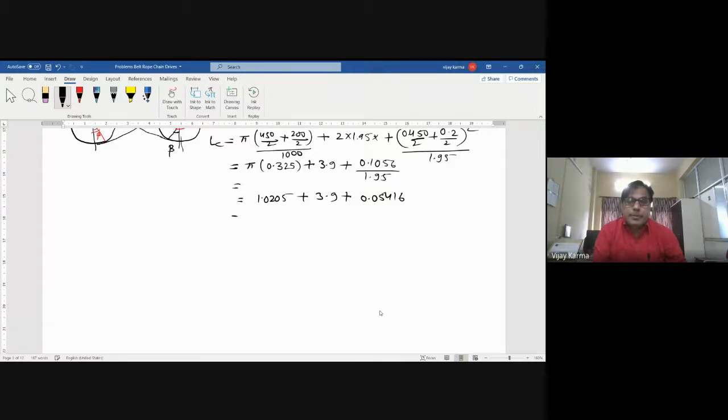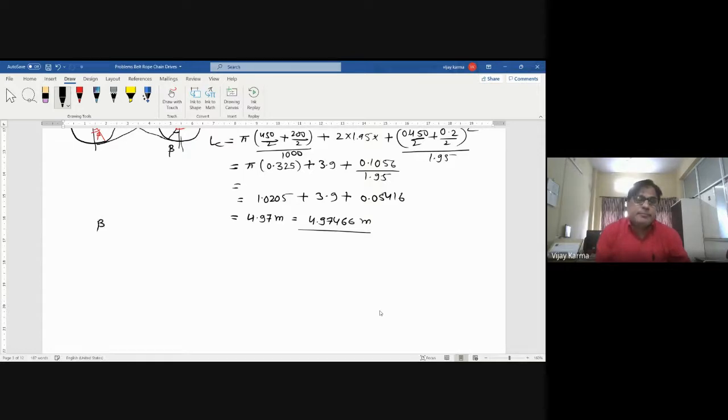When we add up this plus 3.9 plus 0.05416, it is coming out 4.97 meters, or more precisely 4.97466 meters. So this is the length of the belt.